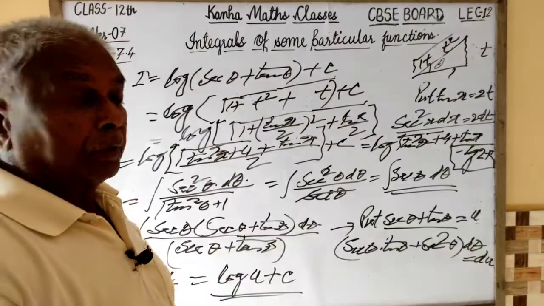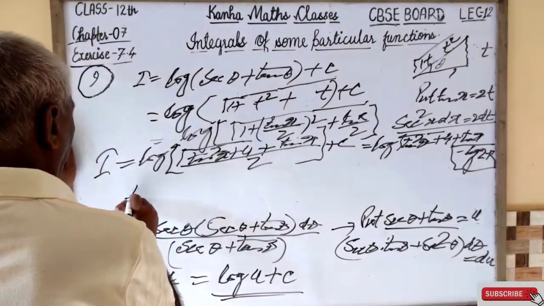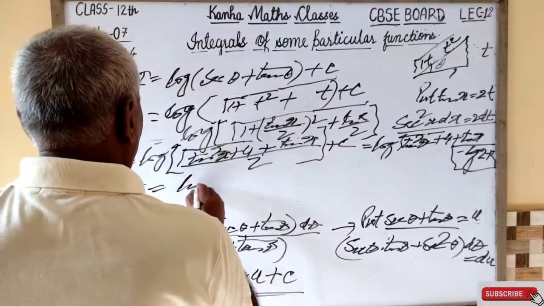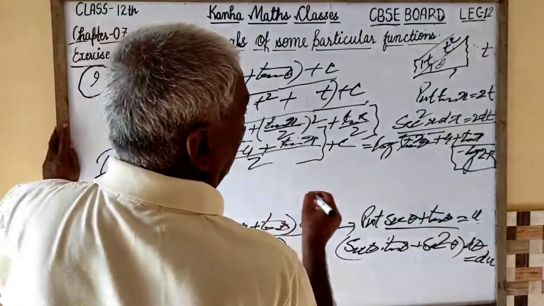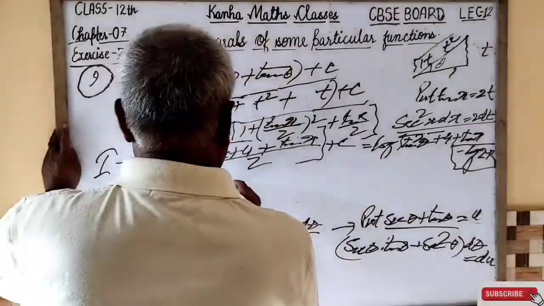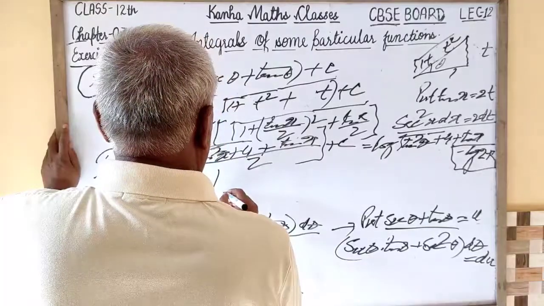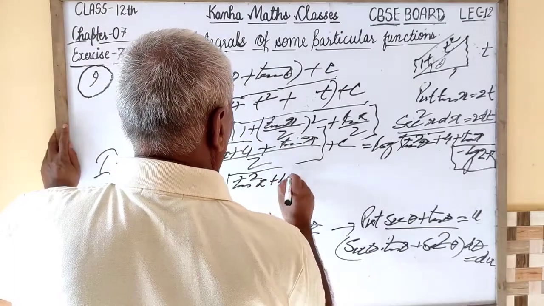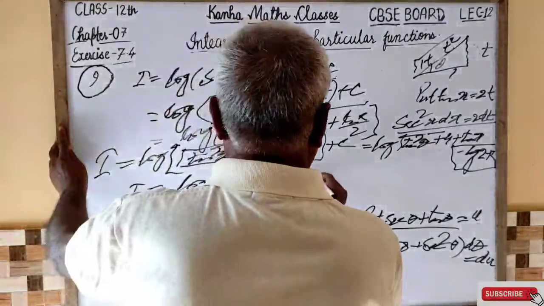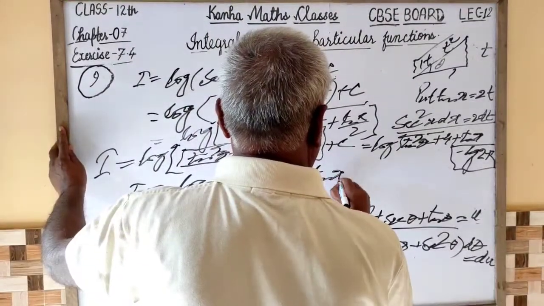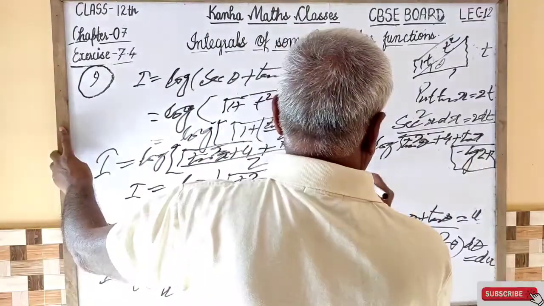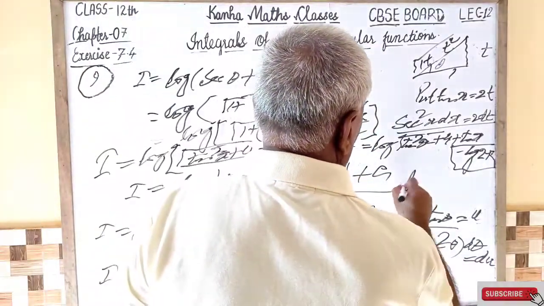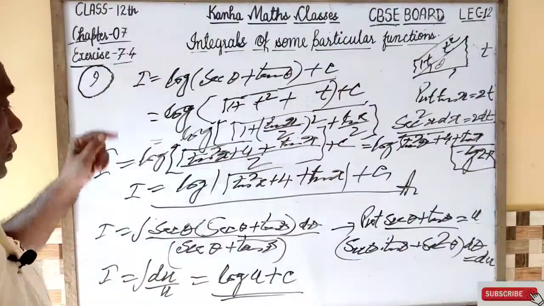Here we will last, this will be log of under root tan square x plus 4 plus tan x, and this will be another constant c1. This will be the requisite integral of the integral under question number 9.